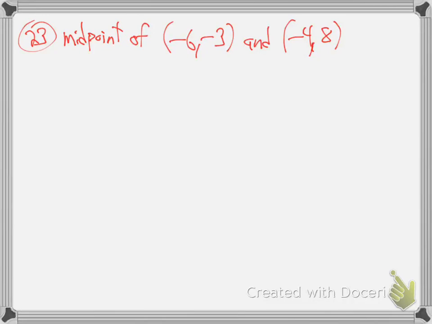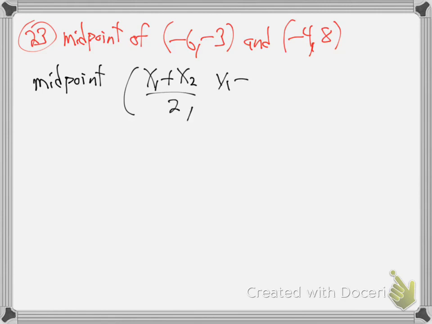Okay, on this one they want me to find the midpoint. So you need a new formula for midpoint. Midpoint, how do you find the middle? It's the average. The midpoint is going to be x1 plus x2 divided by 2, and y1 plus y2 divided by 2.